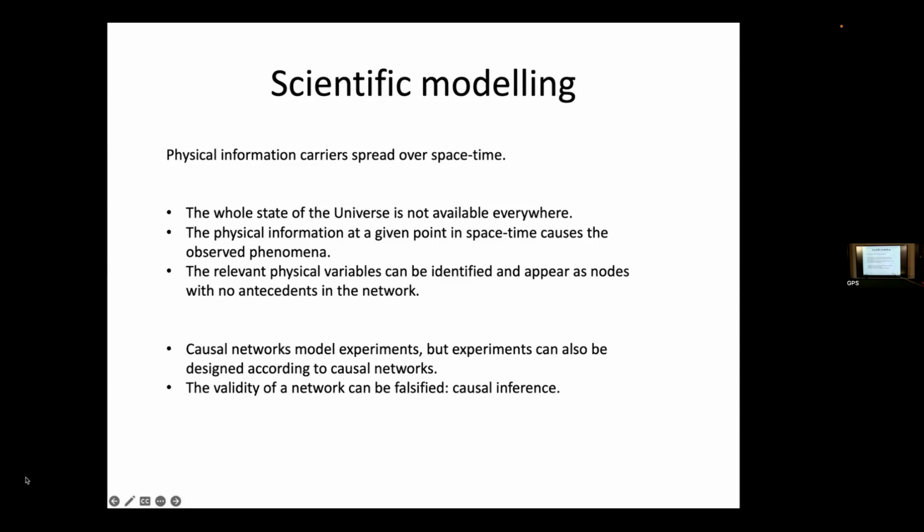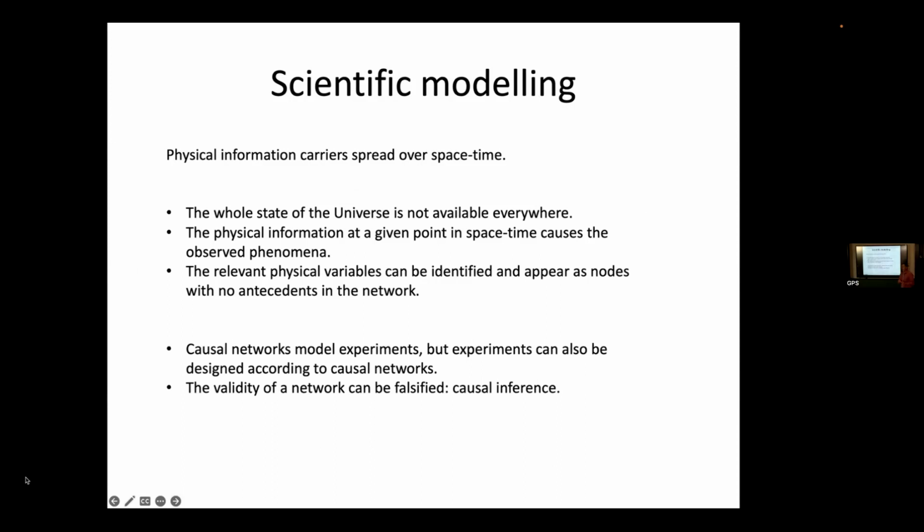Okay, so another thing I want to say, which I already mentioned, is that causal networks model experiments, but you can also see experiments as ways of implementing causal networks. And actually the validity of a network can be falsified. I mean, this is causal inference.